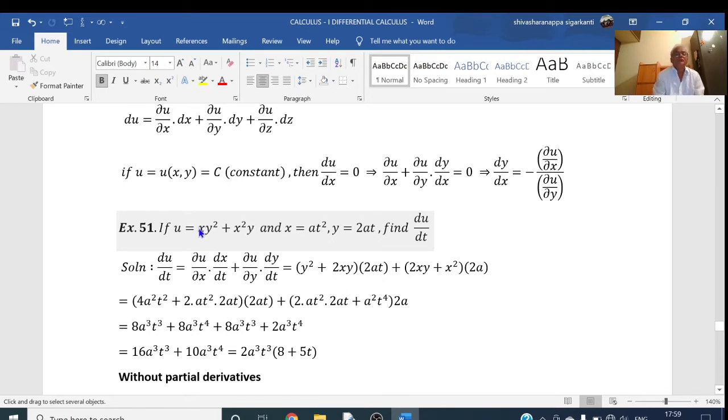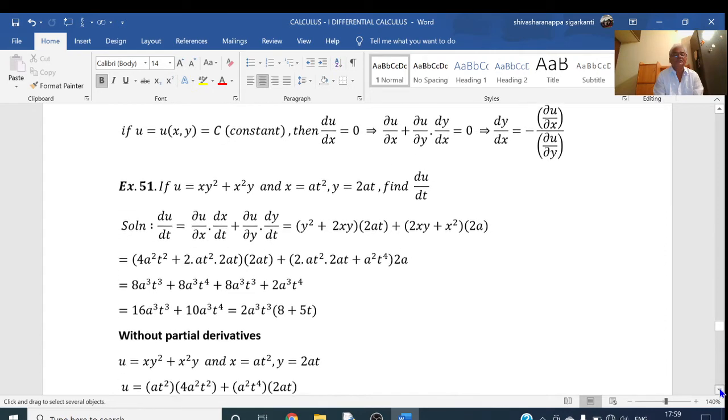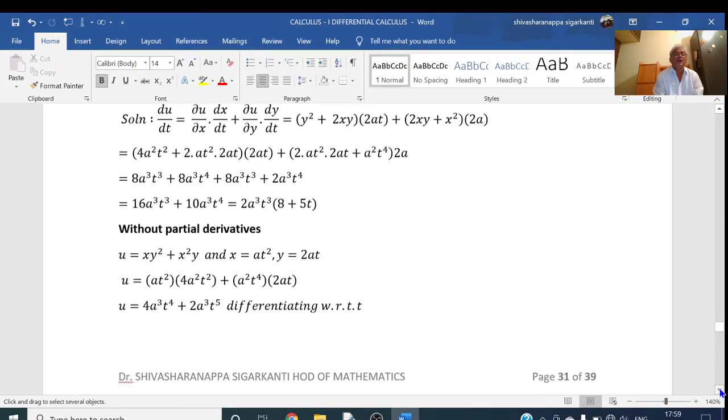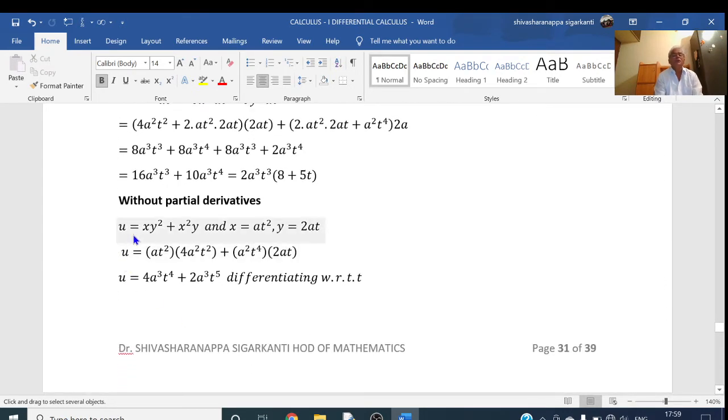Okay. So if I put x equal to at square, y equal to 2at here, then u becomes like this. So here we have u equal to xy square plus x square y, and x equal to at square, y equal to 2at. So that is u equal to x is at square, y square 4a square t square, y equal to 2at, therefore y square is 4a square t square, plus x square.